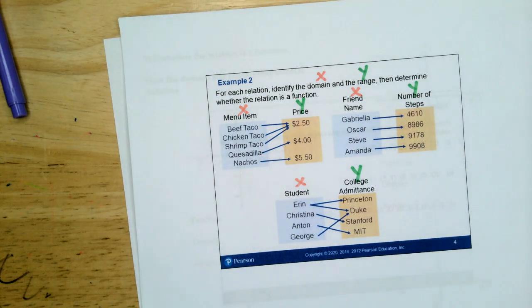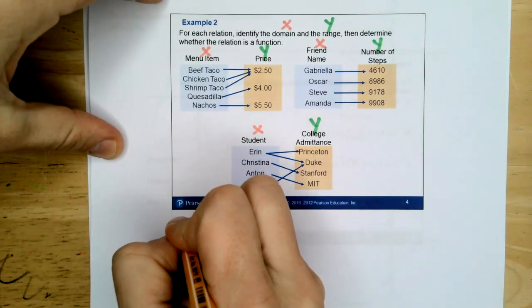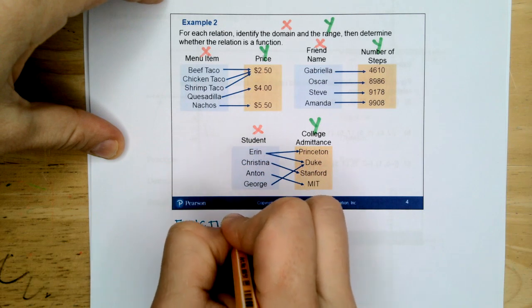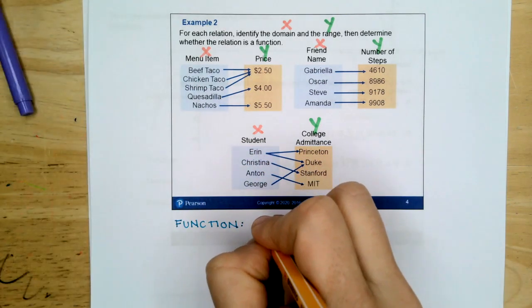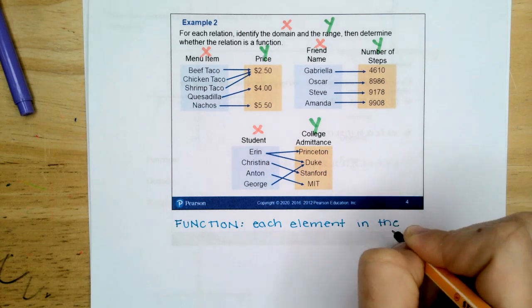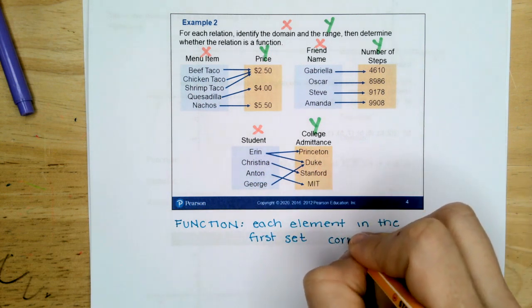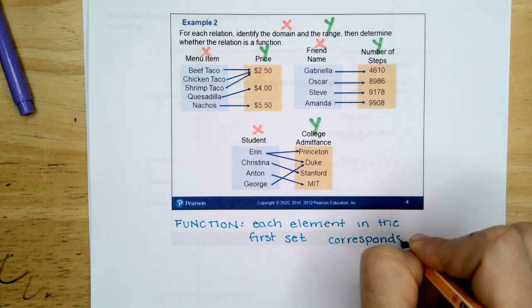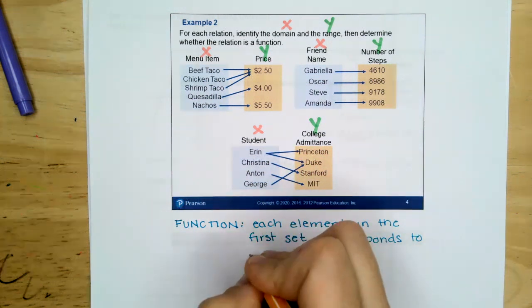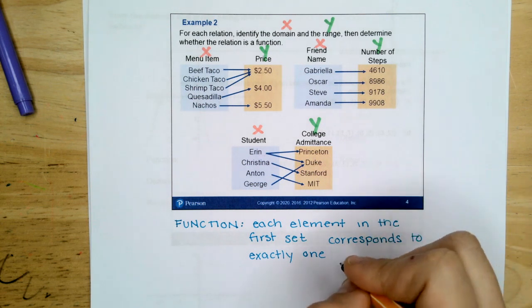For each relation, identify the domain and the range and determine whether the relation is or is not a function, okay? So for it to be a function, let's just write it right down here. A function means each element in the first set corresponds to exactly only one element in the second set.